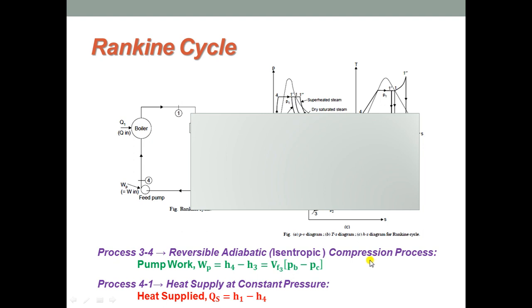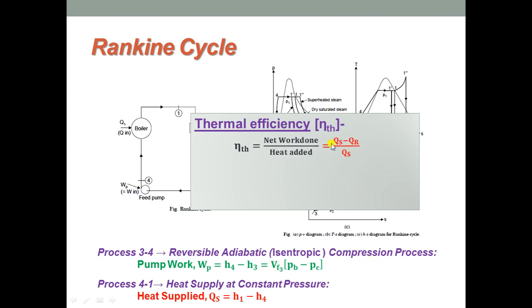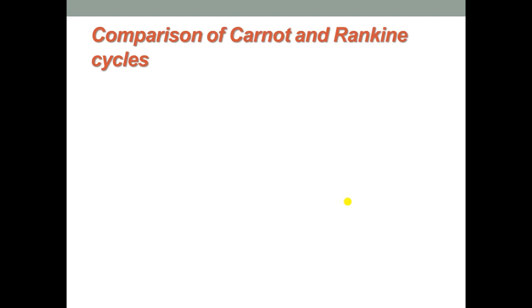Now we see one of the performance parameters, which is thermal efficiency. Thermal efficiency is given by net work done by heat added. Net work done can be written as heat added minus heat rejected, or heat supplied minus heat rejected over heat supplied. So, from the expressions we have gone through in the previous slides, we can write it as 1 minus (H2 minus H3) over (H1 minus H4). This is the expression used to find out the thermal efficiency of a Rankine cycle. In the next slide we see the comparison of Carnot and Rankine cycle.